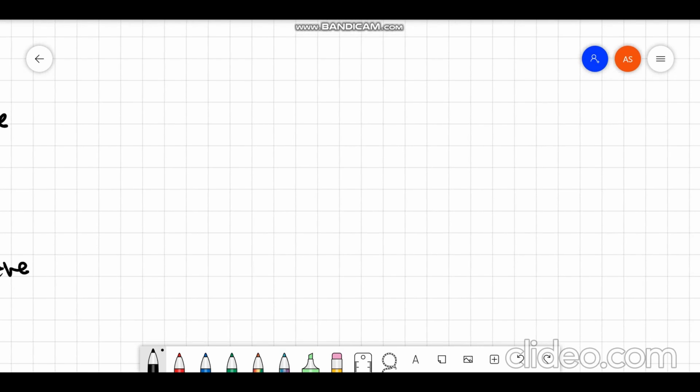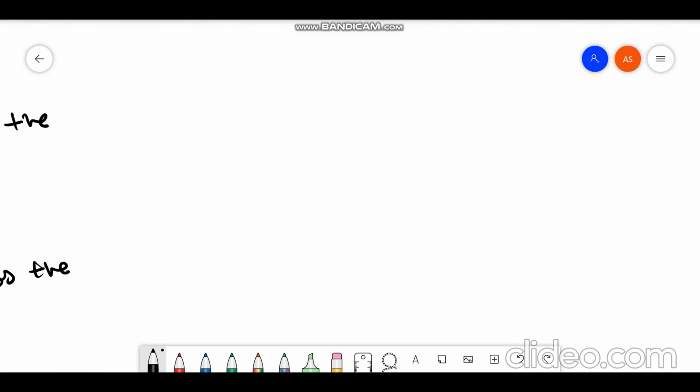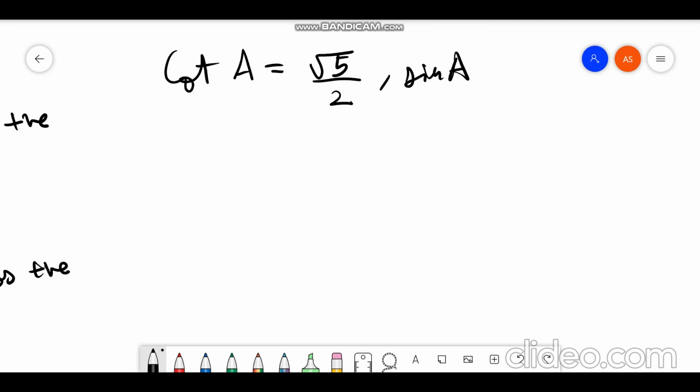Now let's try doing an example. Cot A is root 5 over 2. Sine A is negative. And let's try finding cosec of A and sec of A.